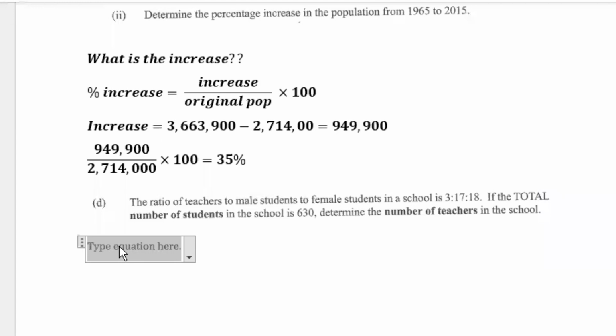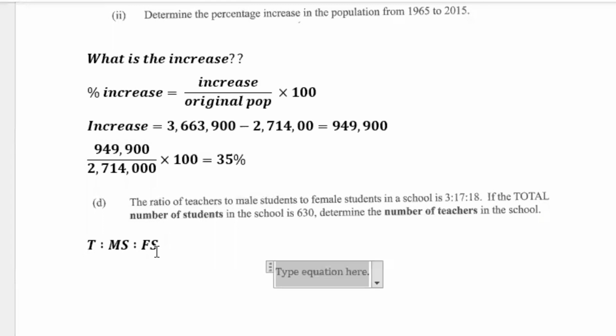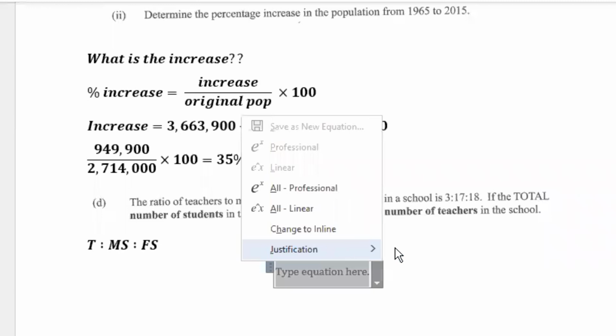All right, so part D now says the ratio of teachers to male students to female students in a school is given. So they're now giving us the ratio. It is 3 to 17 to 18.